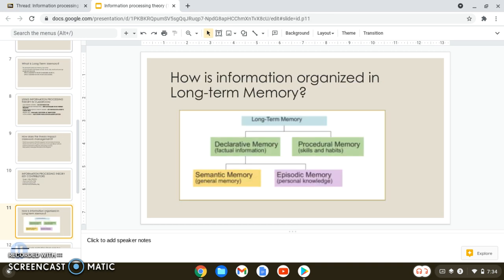How is information organized in long-term memory? Here's a chart showing the breakdown of the organization.